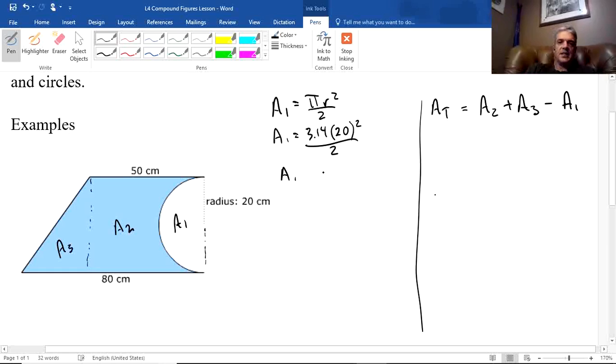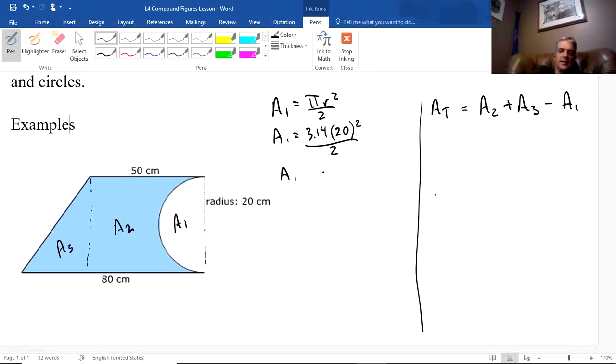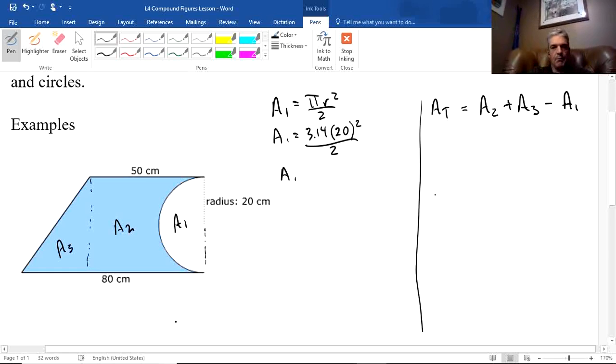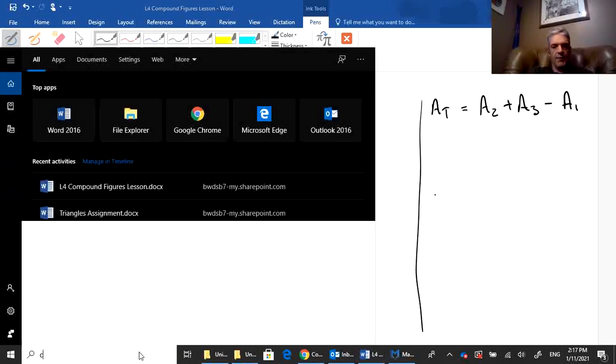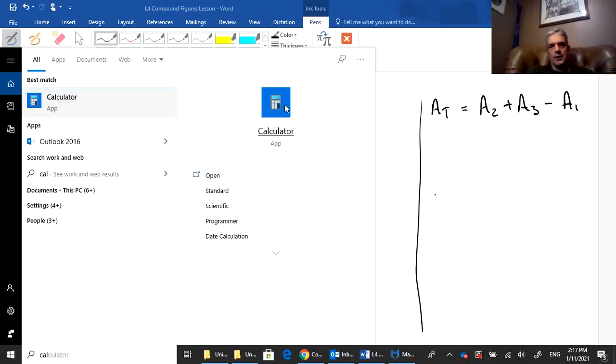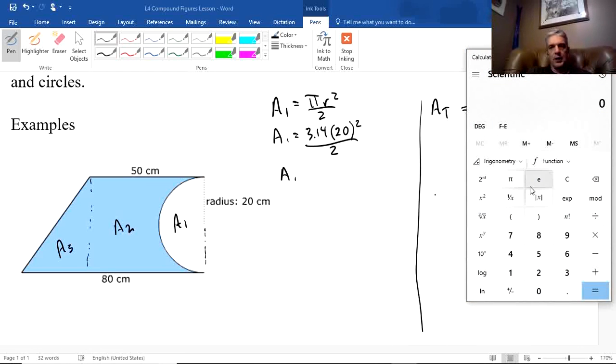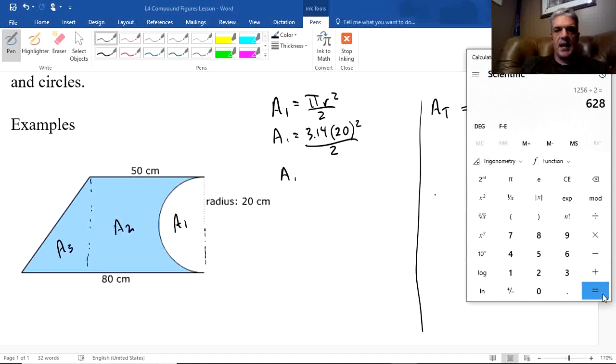Now, it's easiest to use a calculator to do this on the side. I can bring up my calculator here, but you'll probably use your own personal calculator, which I think works a lot better. So I'm going to go 20 times 20 for 20 squared, then times 3.14 and equals, divided by 2 equals, and that's 628 square centimeters. It comes out to a nice perfect round whole number.